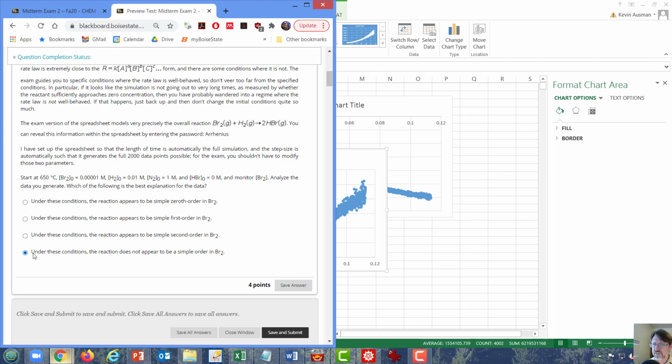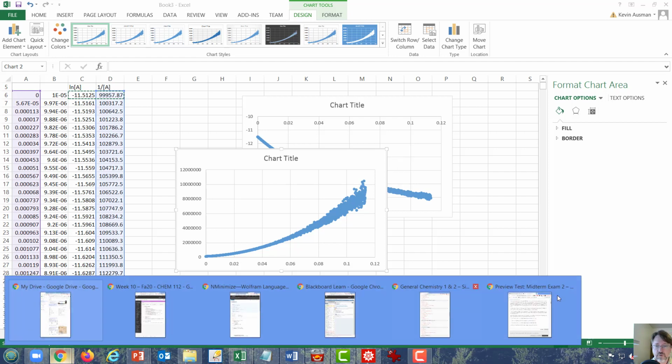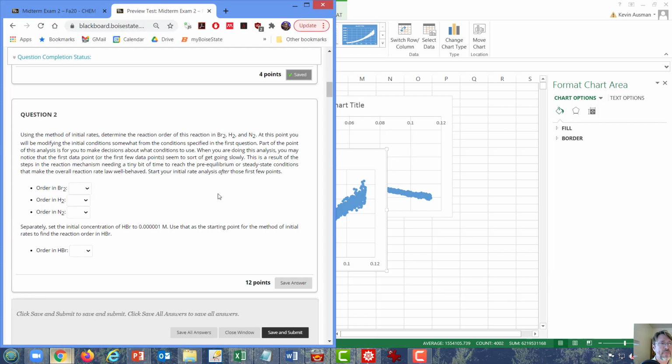Now, why is this? This is because the concentration of both Br2 and H2 are changing in measurable ways over the course of the reaction. All right, let's see what we are told to do next. Using the method of initial rates, determine the reaction order of this reaction in Br2, H2, and N2. You will be modifying the initial conditions somewhat from the initial conditions specified in the first question.